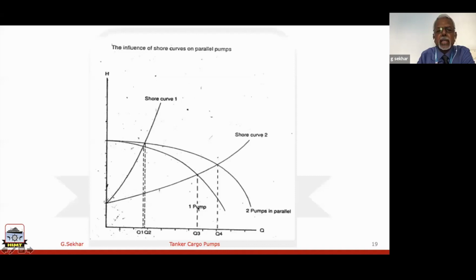Now this is one pump. We are running one pump at, let us say, 1000 RPM. When the cargo level goes down, and if you are not able to maintain the discharge pressure at the manifold, then probably we would have started the second pump.